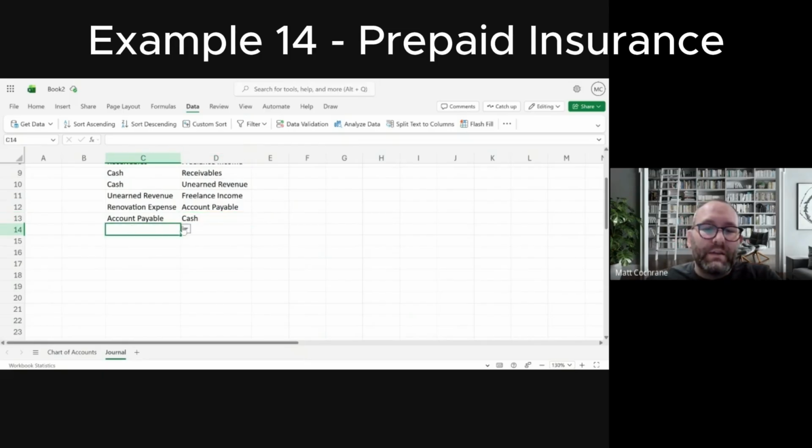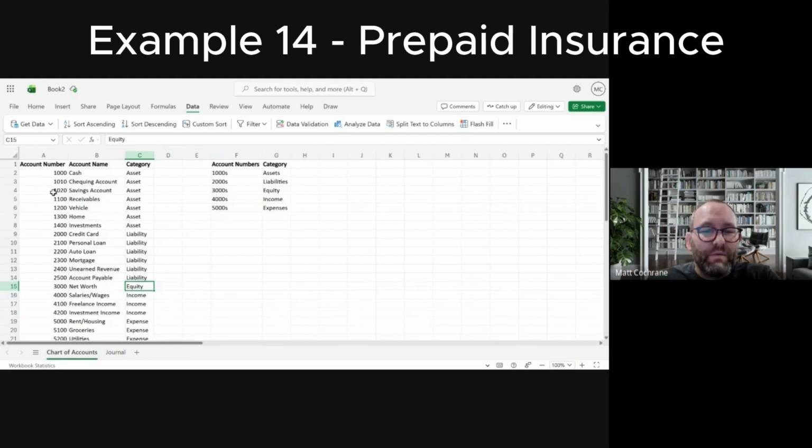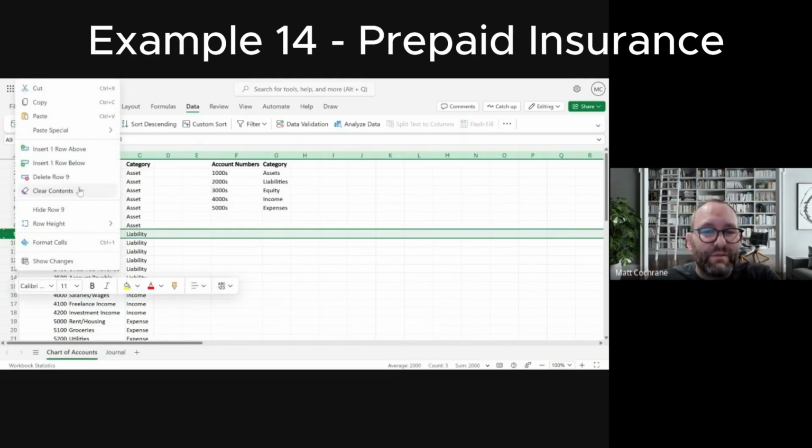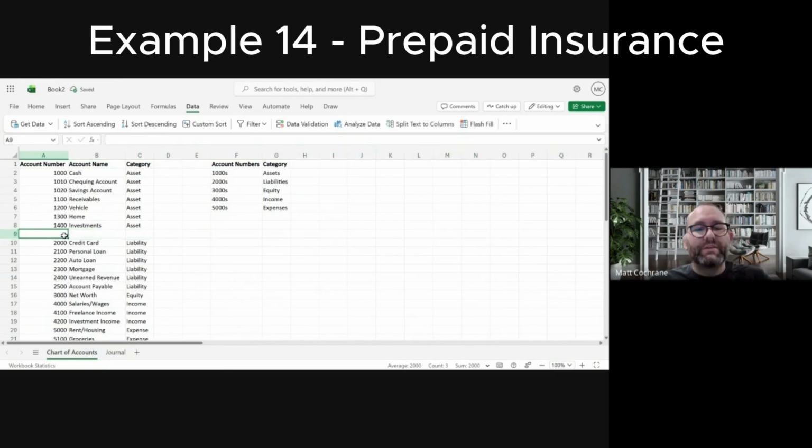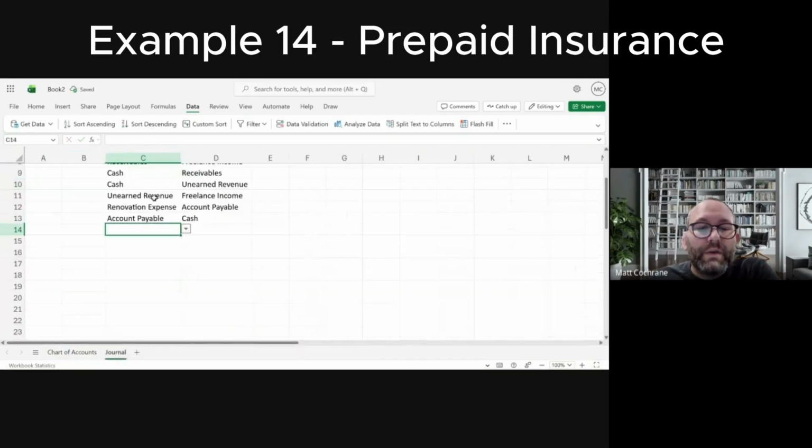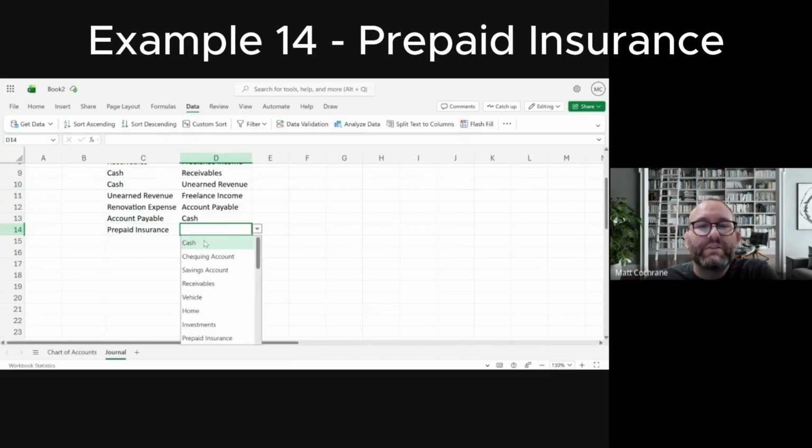So let's go into our accounts. Let's see if there's a prepaid insurance. There is not. So we go to our chart of accounts. We look at our assets, and we're going to add it right here above the credit card. We're going to name this one 1,500 prepaid insurance and an asset. So we come back over here. We choose prepaid insurance as the asset, and cash is what we use to pay for it.